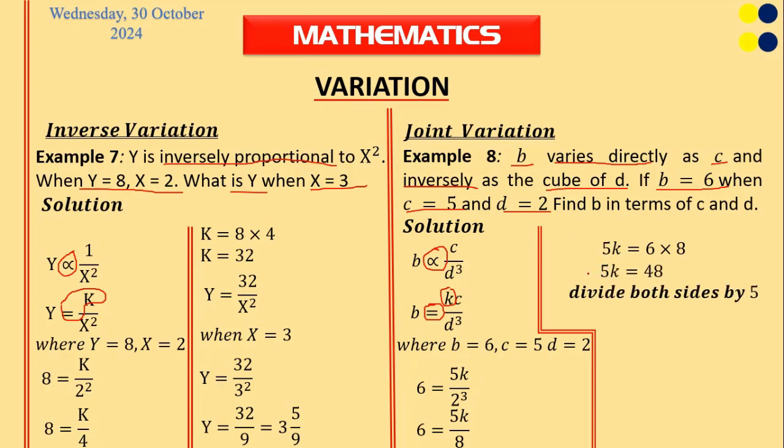we divide both sides by 5, so K is going to be 48 over 5. The question says to find B in terms of C and D. Simply, you have to replace the value of K in the original equation. If we replace it, we have our final answer.